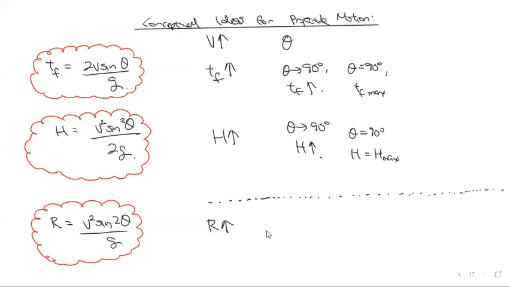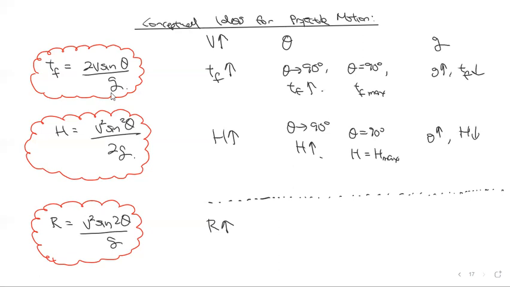So what about G? As your G increases, your time of flight decreases. Yep. That makes sense as well, right? Because if you're accelerating, it finishes faster. It's getting pulled down faster. And as G goes up, what happens to your max height? Your max height decreases. Right.